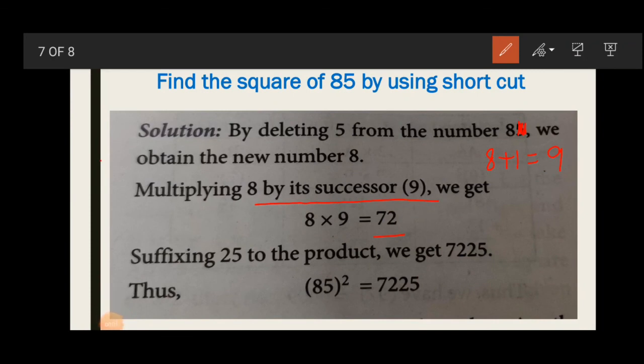Now suffixing 25 to the product. The product is 72. Include 25 like this. So we get 7225. So the square of 85 is 7225.